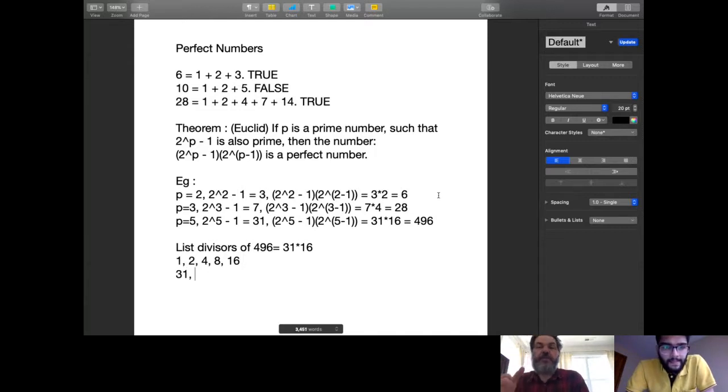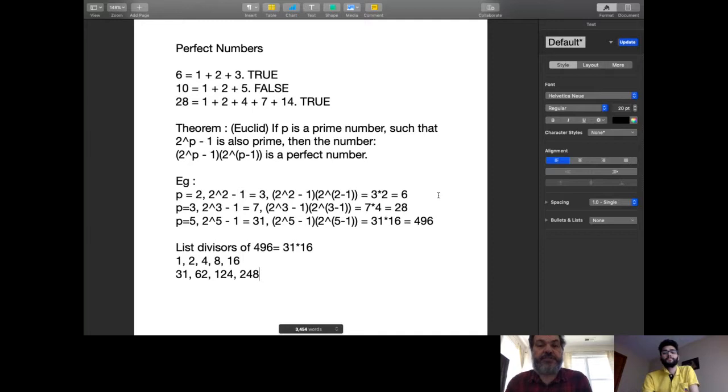Now, on the next line, let's write some other divisors, because 31 is a divisor as well. We can see that if I multiply 31 by 2, I get another divisor. So that's 62. Then 31 times 8 is 248, and then 31 times 16, that's the number itself.